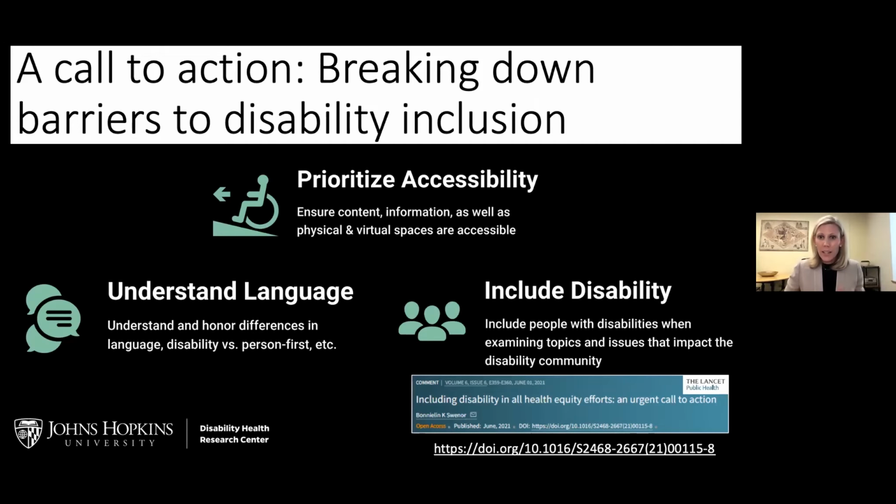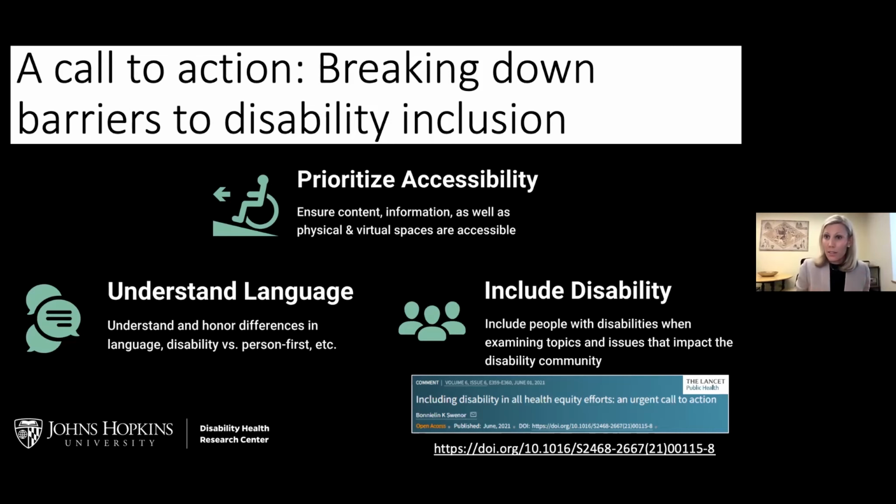And then lastly, include disability. What I mean here is to ensure that the perspectives of people with disabilities are included in stories on issues related to disability, even if the issue is about caregiving or home and community-based services. Actually talk to the person with a disability, not just the caregiver. That's critical to the disability community.